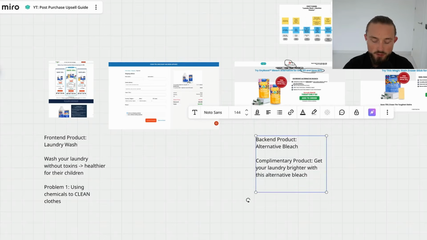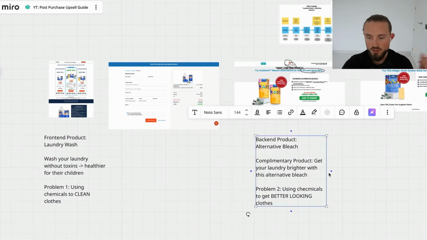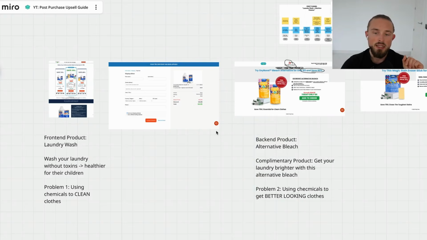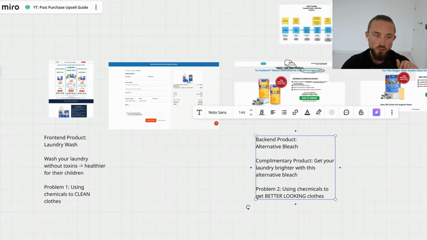And then problem number 2 that we then solve, which is another problem, is using chemicals to get better looking clothes, right? So this is another problem. I would just call this better looking, essentially more vibrant and whiter, right? So this is the upsell number 1 in the backend.